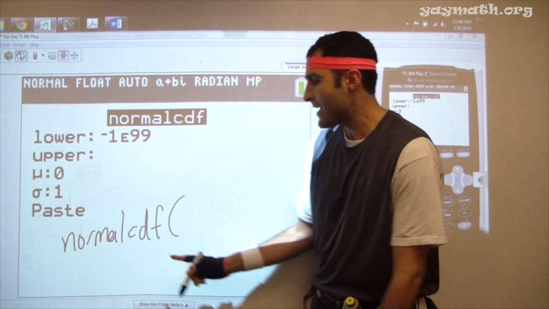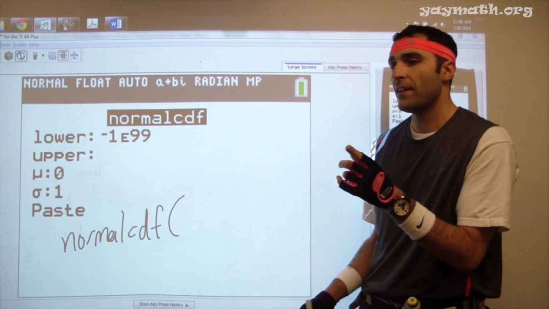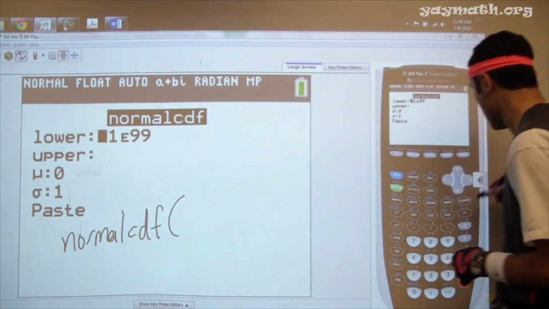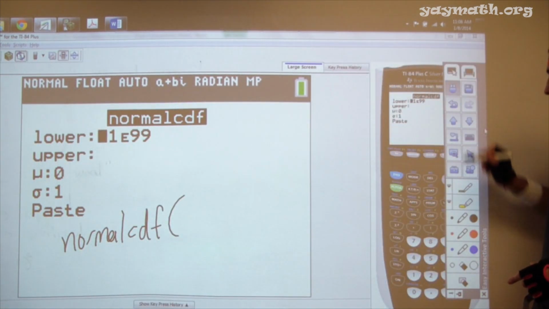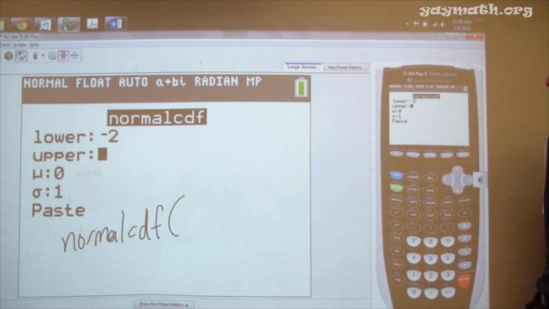So normal CDF asks for left and right z-score. So you could actually put it in. What is our left z-score? -2. Enter. What is our right z-score?